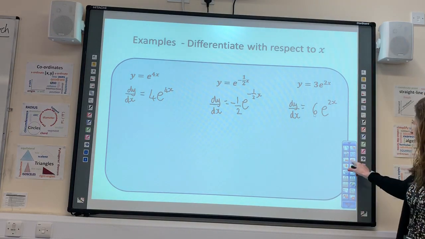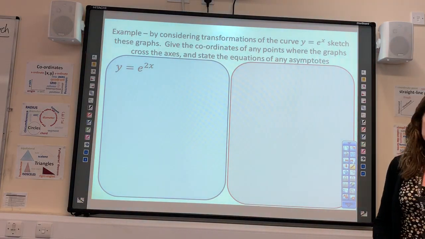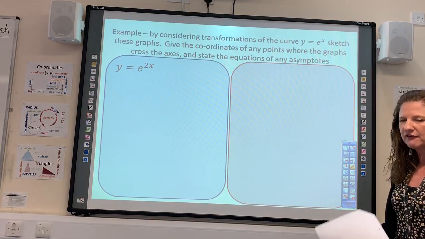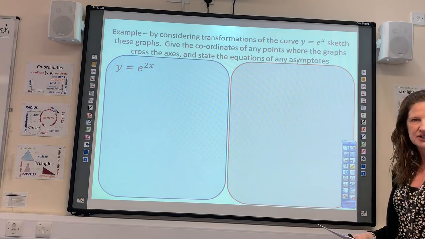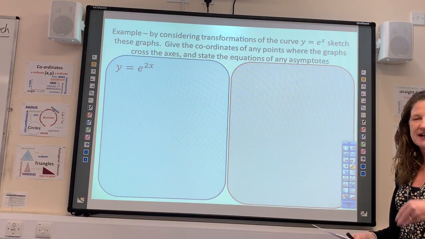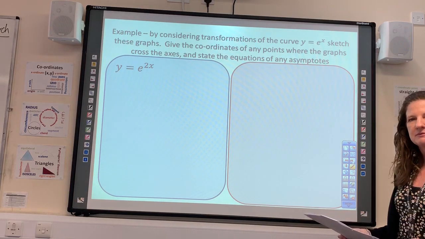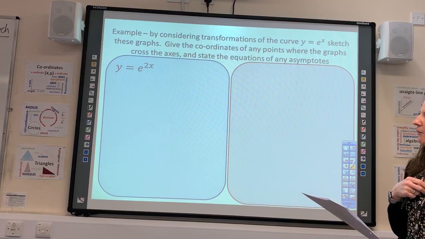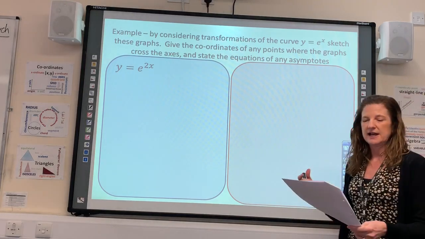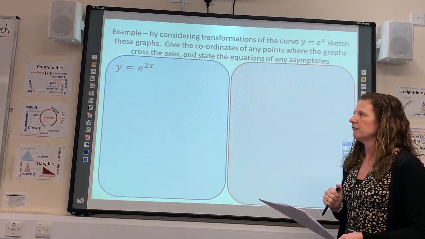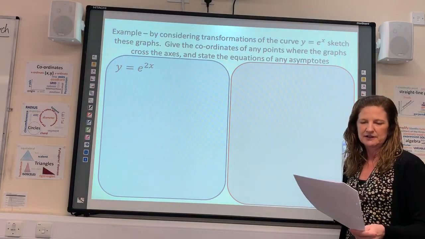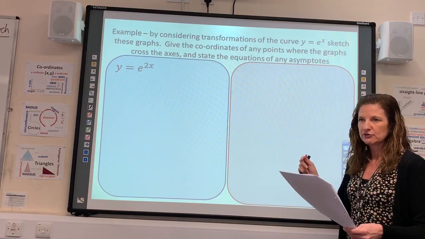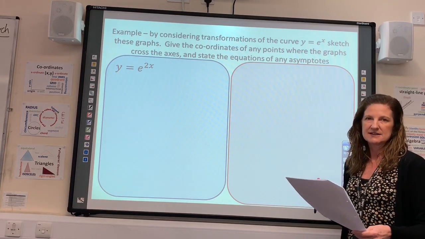Okay, final thing then, let's have a look at some graphs and some graph transformations. You remember you did transformations with me, so there were a few different transformations. There were some stretches, some translations, and then we also did some reflections in the axes as well. So if I started with the graph y equals e to the x, and I said to you, what would the graph y equals e to the 2x look like? Okay, it would be very similar to it. It would still go through the y-axis at the same point.